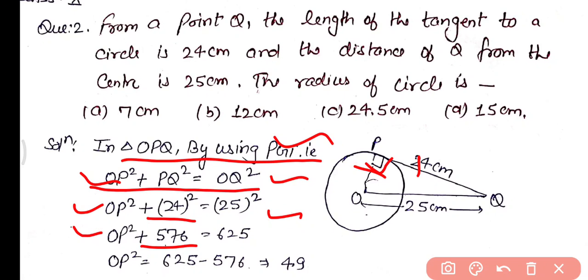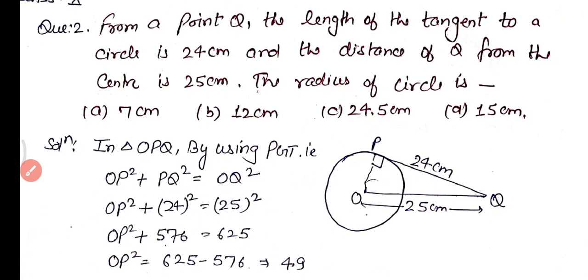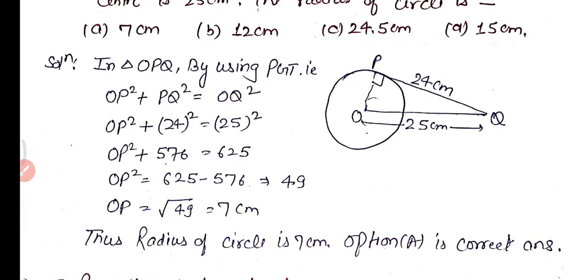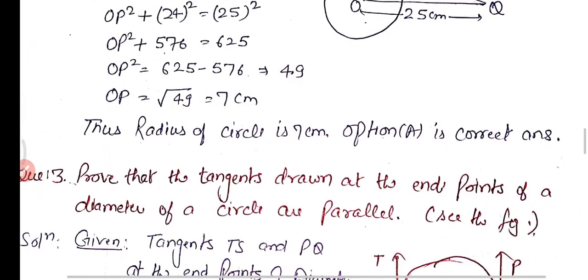So OP square plus 576 equals to 625, and OP square will be equals to 625 minus 576. So this will be 49. So OP square equals to 49. So OP will be square root of 49, and that will be 7. So OP मिल जाता हमें 7 cm. So radius of circle is 7 cm. So option A is right answer. So now proceed for question number 3.